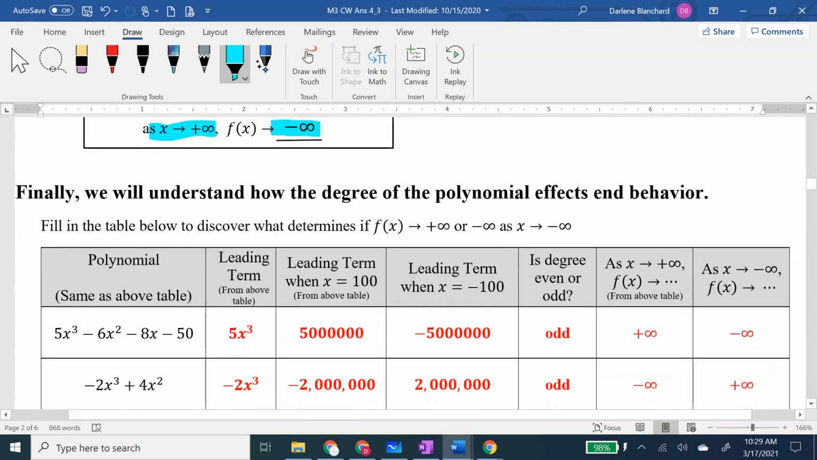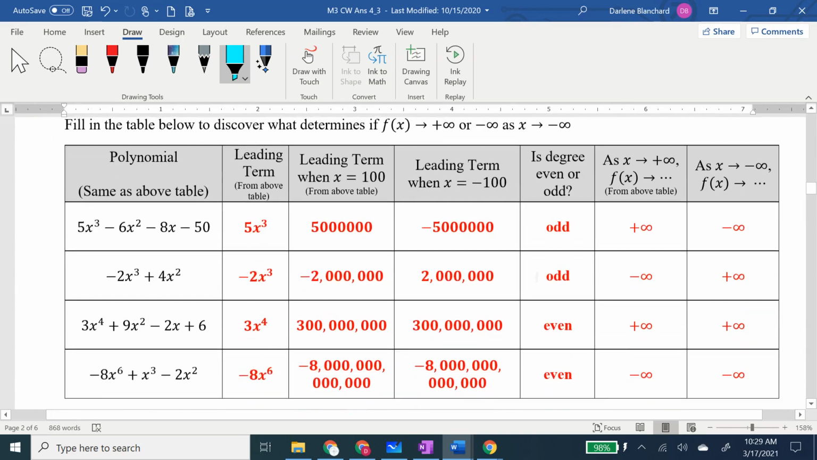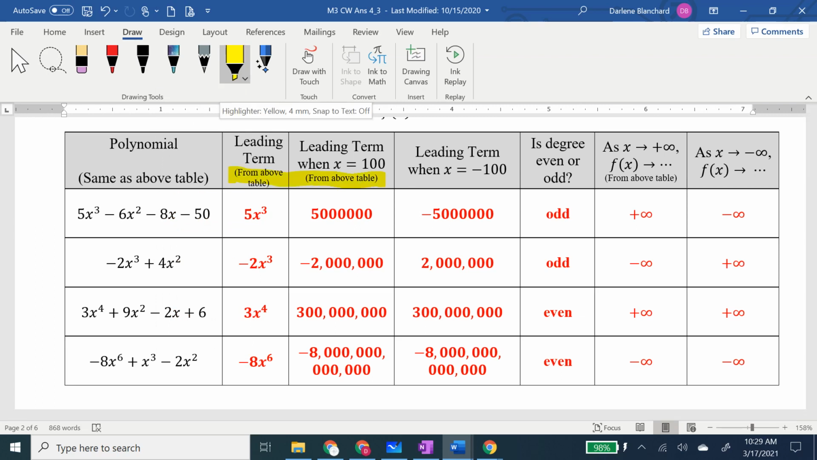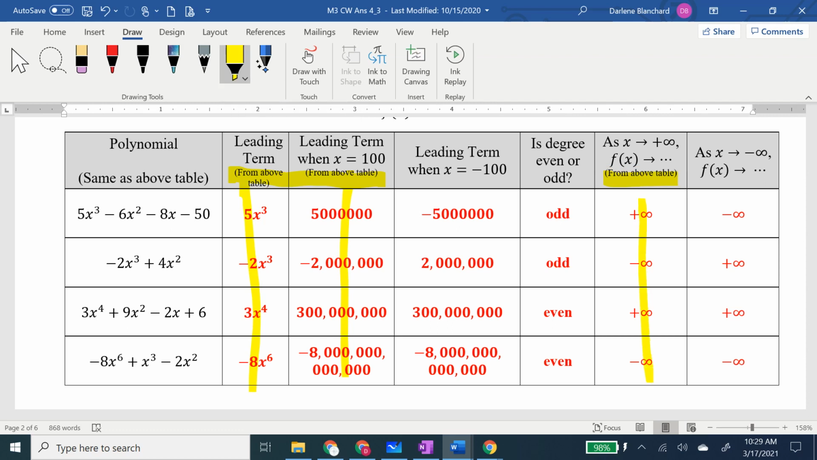Now, those same four polynomials. And what I'm having you do in this table is rewrite from the table above, these three columns were from the table above. And now I want to separately have you think about if x is heading to negative infinity.